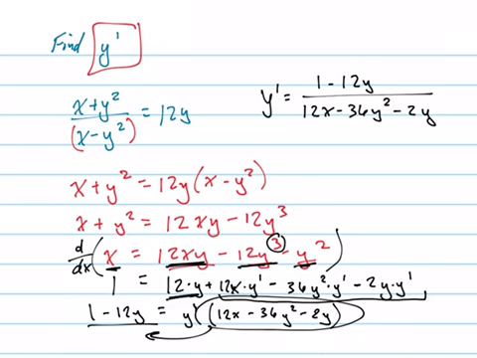And you see, can I cancel anything out? Not really. These 12s can't cancel, obviously, because they're not factors of the entire top and bottom. So there's your answer.